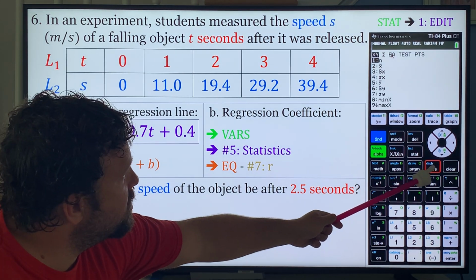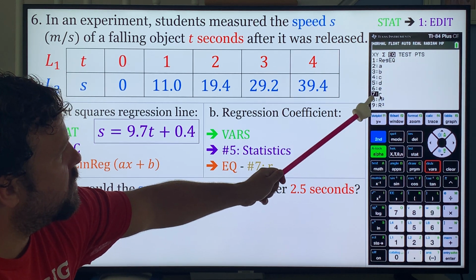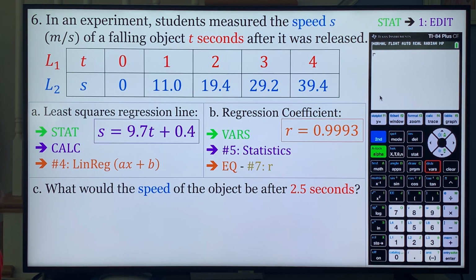Now the next one, regression coefficient. You hit vars, number 5 stat, click over to the EQ, you go down to number 7, and as an answer you should get 0.99331. I went to 4 significant figures, just to try to be a little accurate.